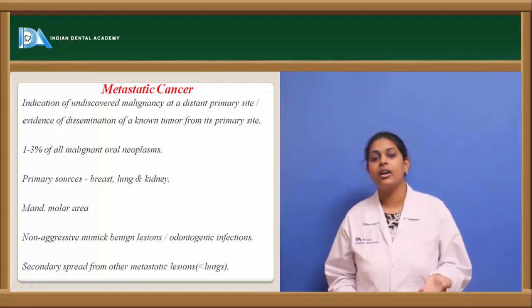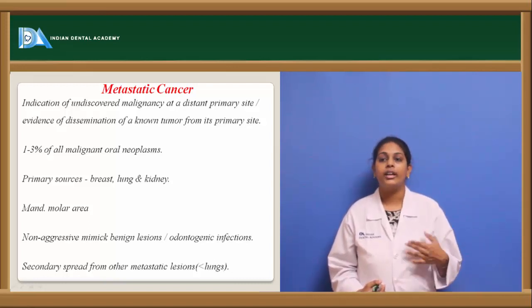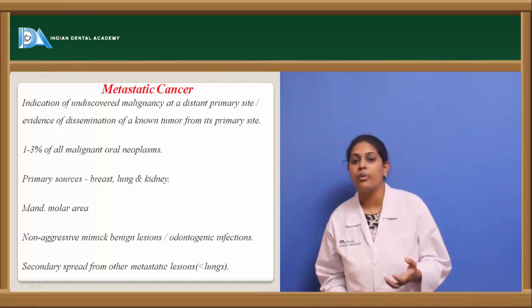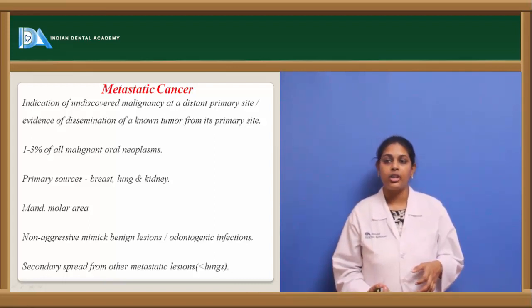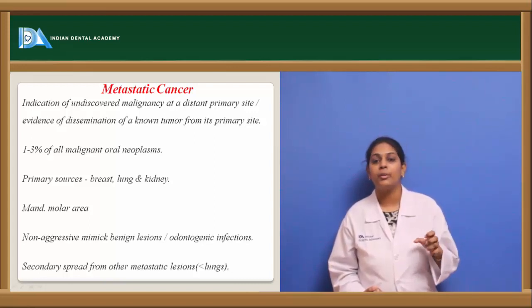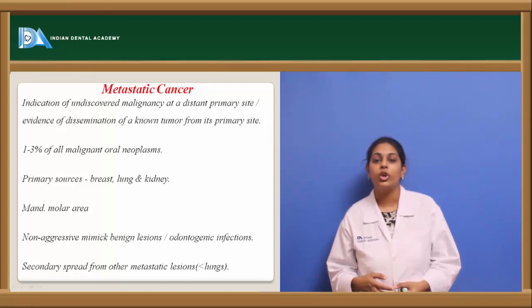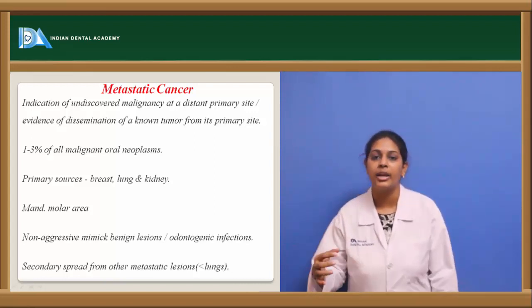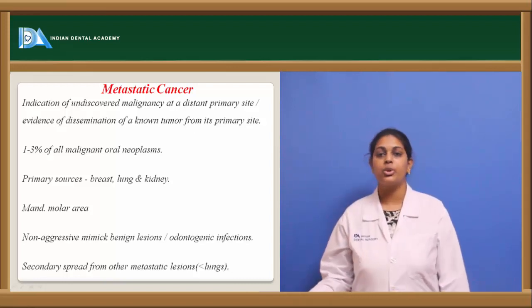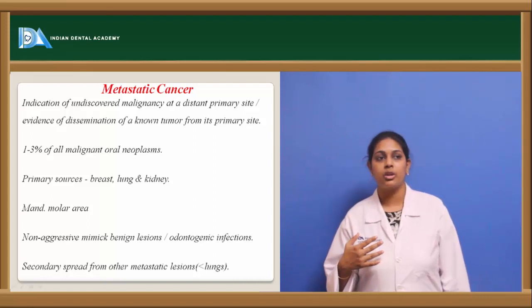So usually it is in the presence of metastatic cancers. Usually it indicates a malignancy that is undiscovered at its primary site, or otherwise it is evidence of spread of the tumor from the primary site to various other sites, where the neoplastic cells or tumor cells are carried through the hematogenous route or otherwise through the lymphatic route. So these are certain metastatic cancers which can be seen.